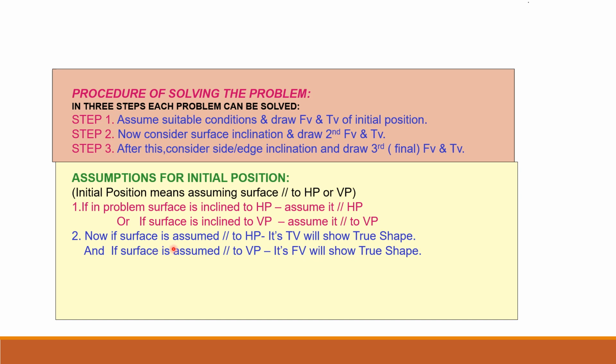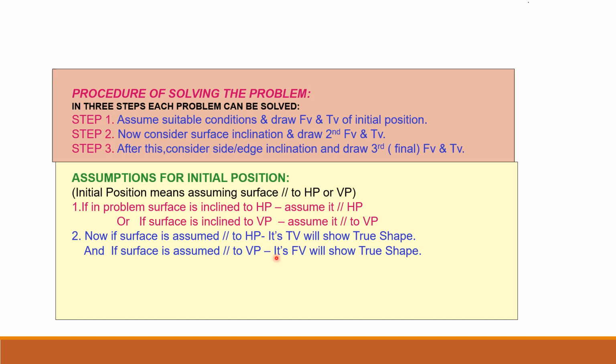And if the surface is assumed parallel to the horizontal plane, then what will happen? Its true shape will be seen in the top view. You all know this. You have seen the projection of points as well as projection of straight lines, so I need not explain the whole concept again.